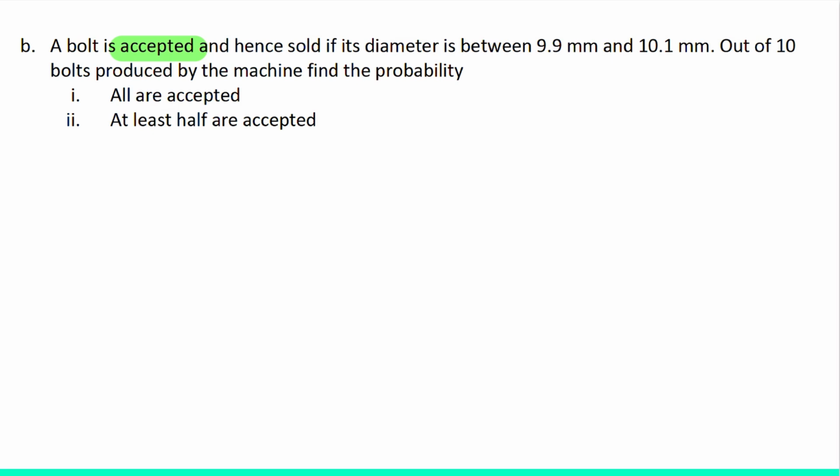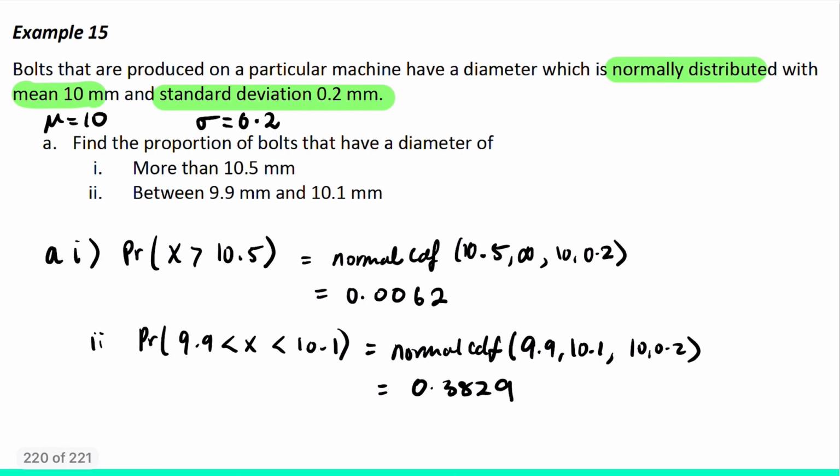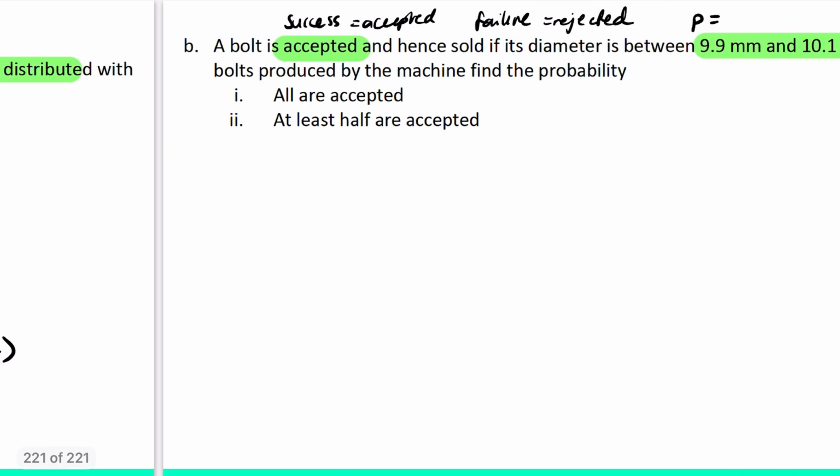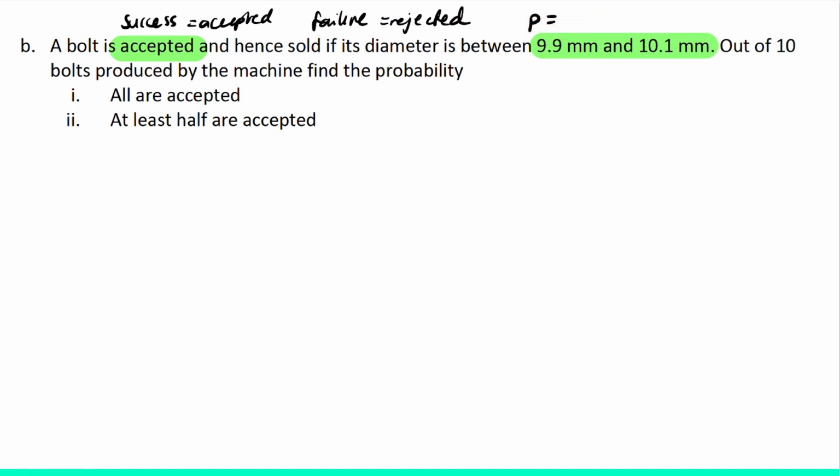Hopefully you can see this is actually not the normal distribution anymore. We've now stepped into binomial because it's either accepted or it's not. Your success is accepted and your failure is being rejected. Now, what does binomial have to do with this? Well, part of binomial is the probability, and the idea is that it's accepted if it's between 9.9 and 10.1. So the probability of success is something we previously found, which is between 9.9 and 10.1. That's how the two relate. If we've previously found the probability, then that becomes the probability of success.